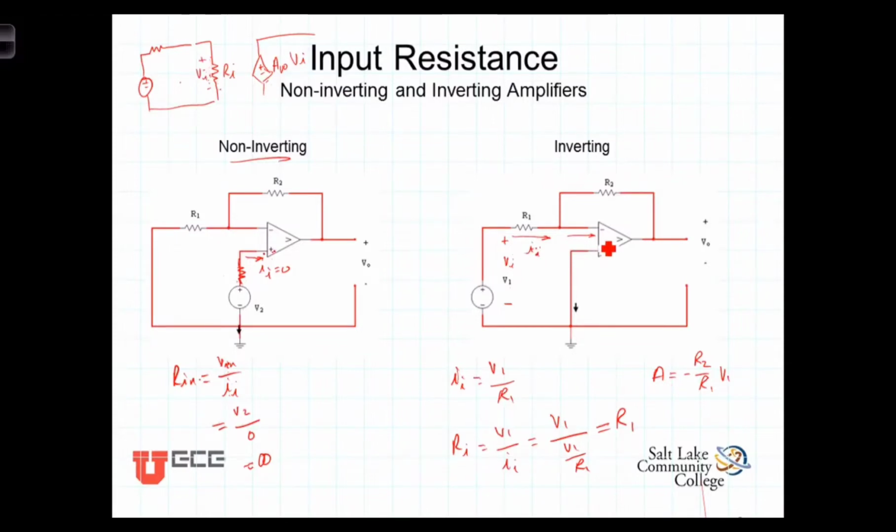One of the inherent weaknesses of the inverting amplifier as it's drawn here is that it has a relatively small input resistance. There are some tricks that you can do, we'll talk about them in class, to increase the effective input resistance seen by the source.